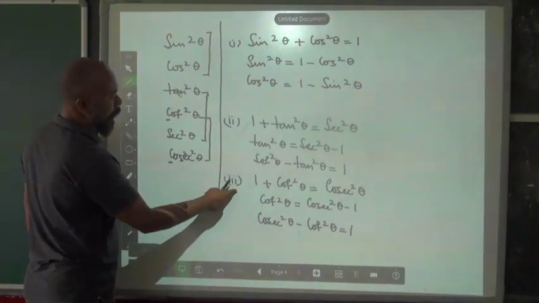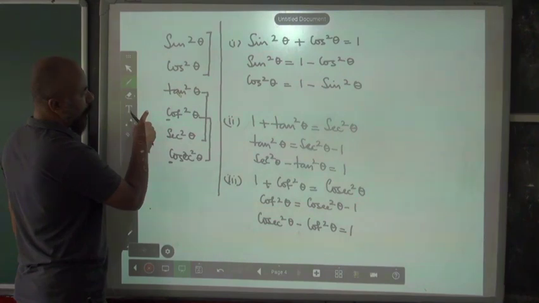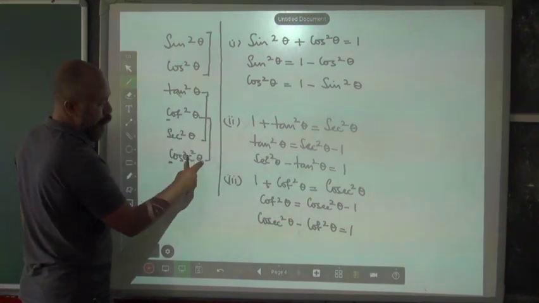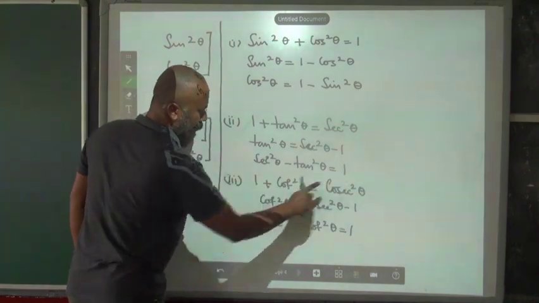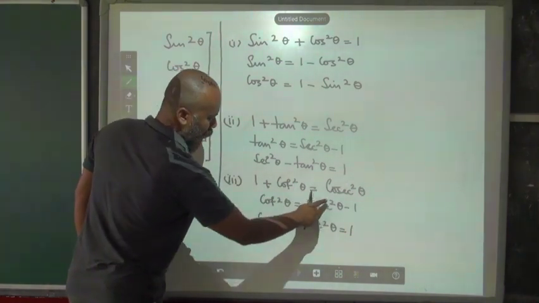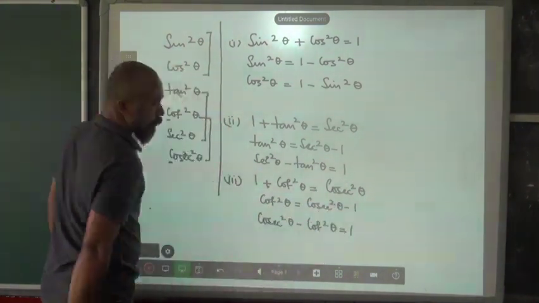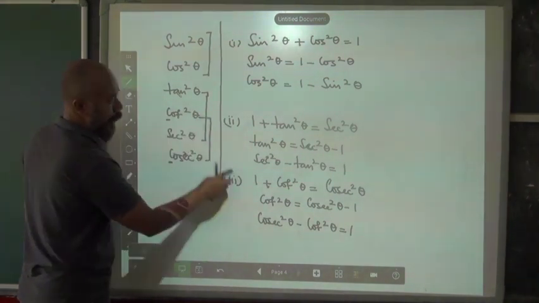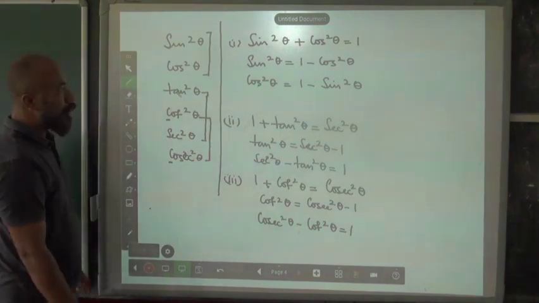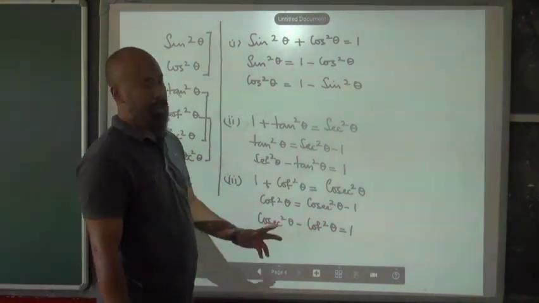Similarly with the third formula, reading from the top, 1 plus cot square gives you cosec square. Take this 1 that side, cot square theta gives you cosec square minus 1. And then reading from the bottom, cosec square minus cot square will give you 1. So that's as far as the formula is concerned.